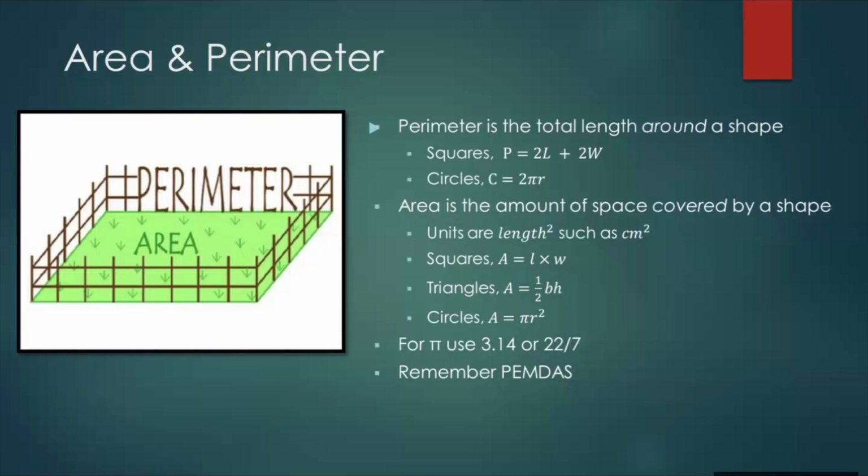For squares, perimeter equals 2 times length plus 2 times width. You multiply 2 times the length first, and then you multiply 2 times the width, and then you add them together. Do not add first. It'd be pretty difficult to add first in that case, but make sure you are using PEMDAS when you are solving these equations. In addition, for pi, you can also do 22 divided by 7, or 22 sevenths. Sometimes it's just easier to type 3.14 into the calculator.